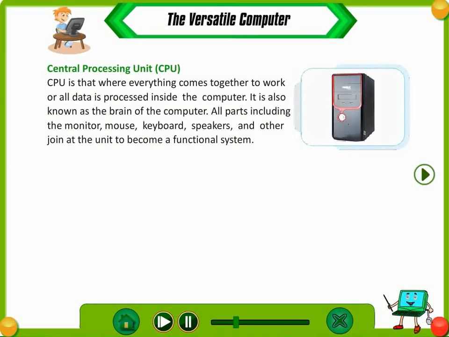Central Processing Unit, CPU. CPU is where everything comes together to work, or where all data is processed inside the computer. It is also known as the brain of the computer. All parts including the monitor, mouse, keyboard, speakers, and others join at the unit to become a functional system.